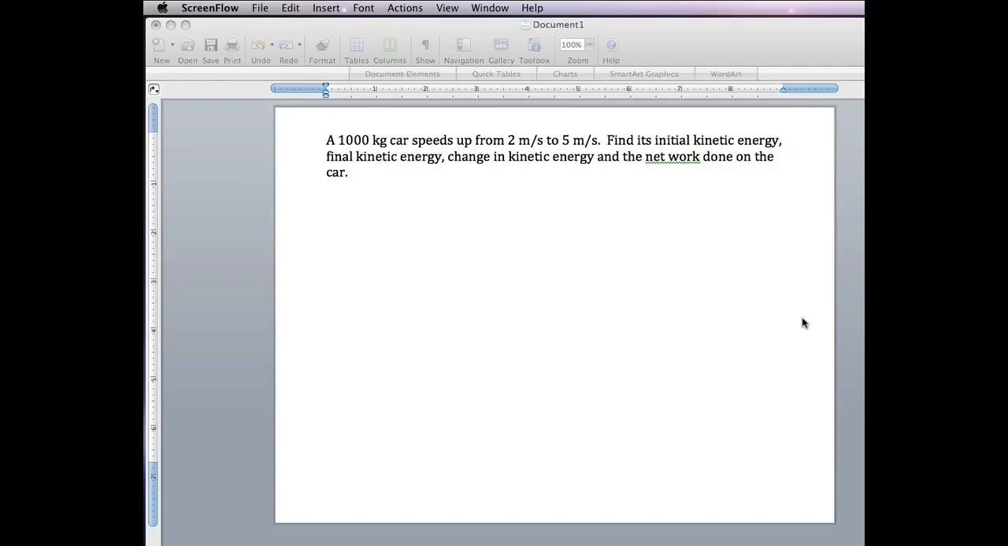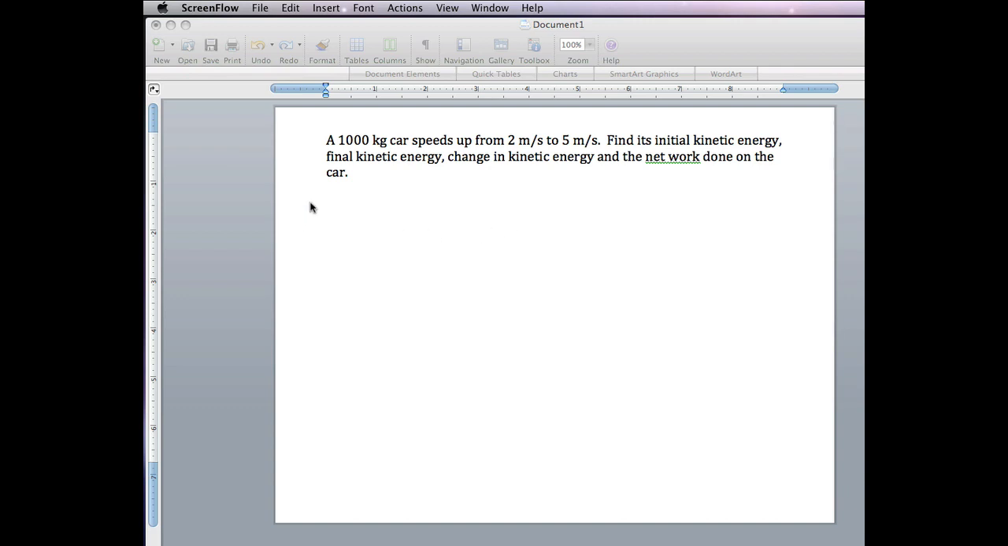This is a screencast that will calculate the kinetic energy and net work done. A 1,000 kilogram car speeds up from 2 meters per second to 5 meters per second. Find its initial kinetic energy, final kinetic energy, change in kinetic energy, and net work done on the car.